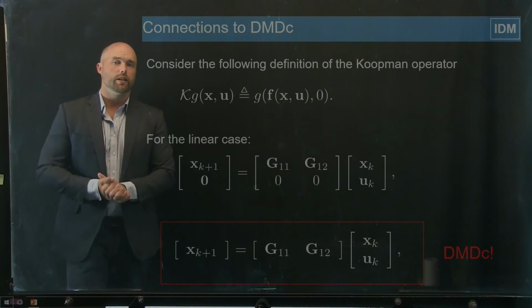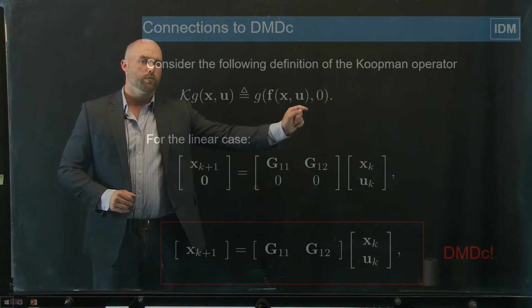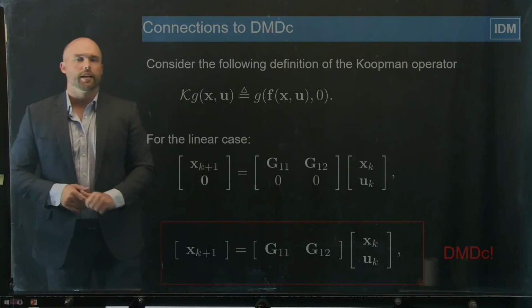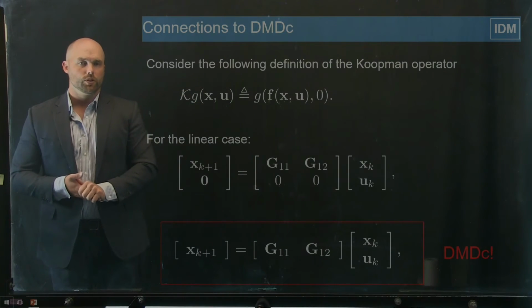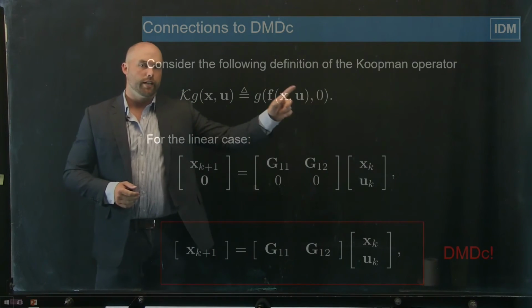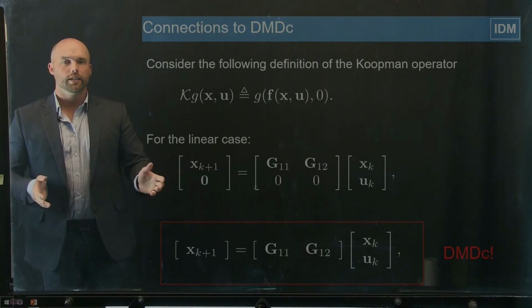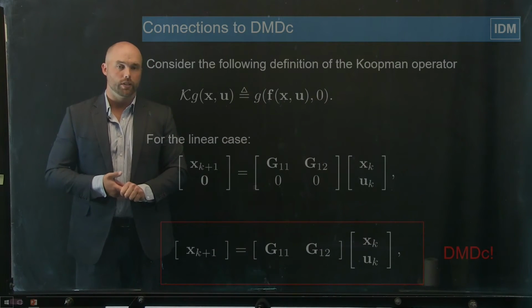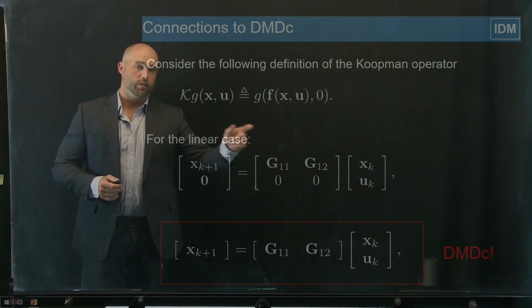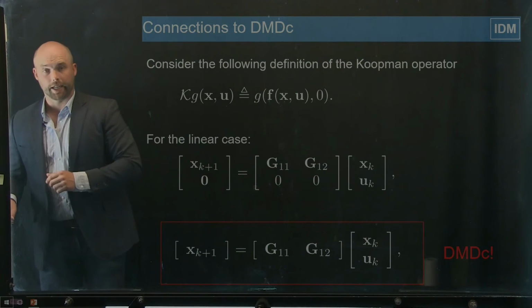So we could change the definition of this Koopman operator. Where that star was before, we can put a 0, such that when we apply the Koopman operator to this scalar valued observable function, we get the future state, but we no longer care about the future input. In the linear case, this transforms to something very similar to dynamic mode decomposition with control. So this actually collapses down to DMDc for the linear case.